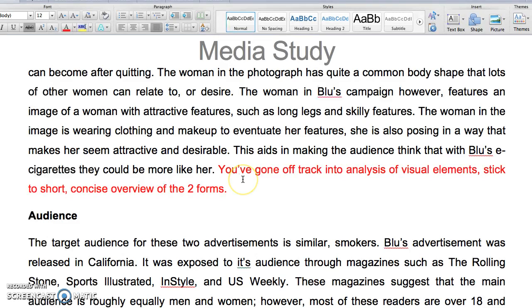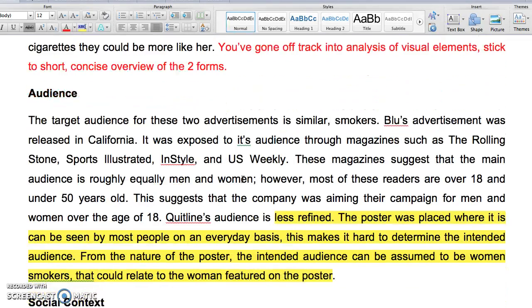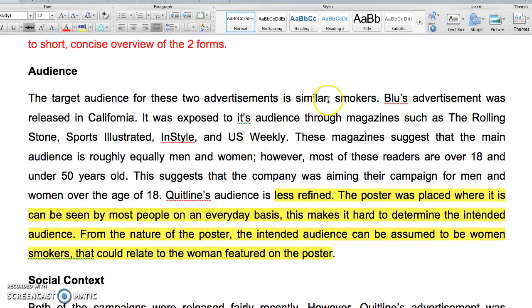Yeah, so you've gone off track into analysis of visual elements again. So you need to be short, a concise overview of the two forms, show your understanding of the positioning and the intention that is behind that, all of which is to reach the target audience, get their attention, and have the greatest possible impact.